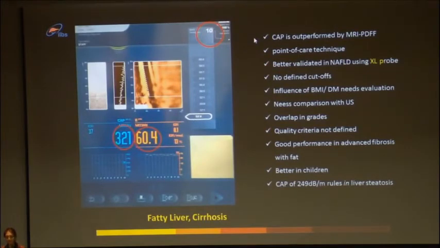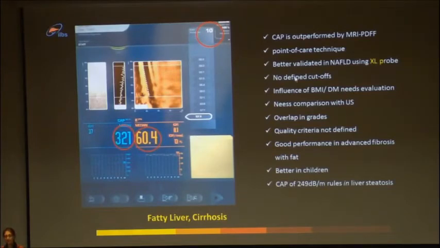Some words about CAP, very important. It's only validated using XL probes, especially for NAFLD. It's a good modality. No defined cutoffs have been given for CAP. So whatever we are using is a vendor prescribed cutoff. It is not a standardized cutoff. There is an influence of the BMI, and diabetic patients have different CAP values. They cannot be merged or combined with the other population.